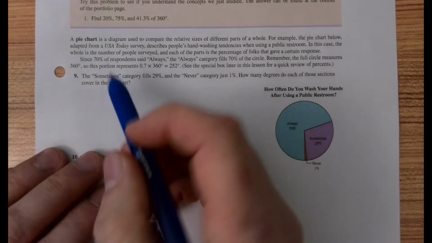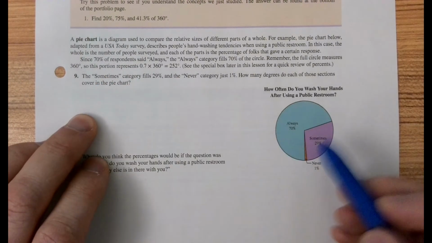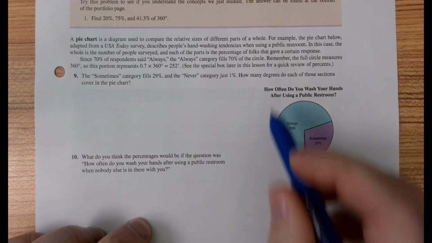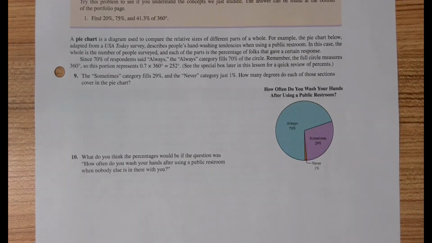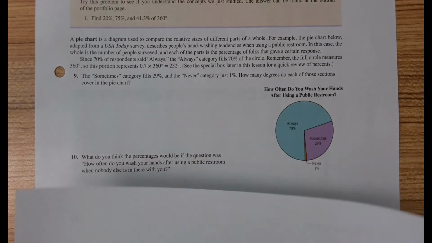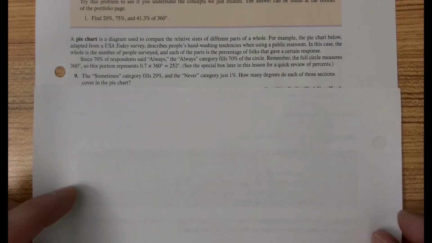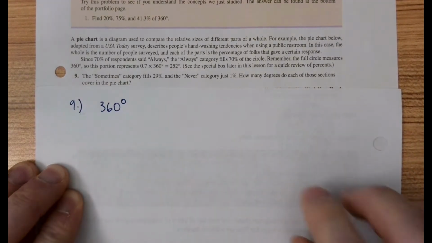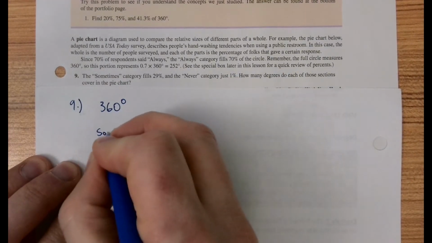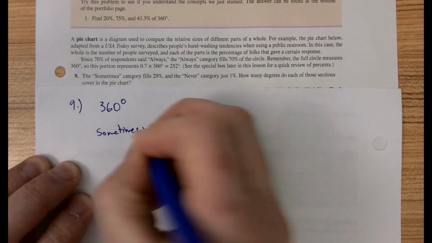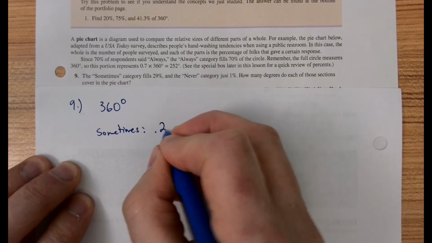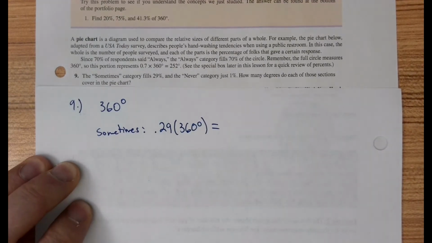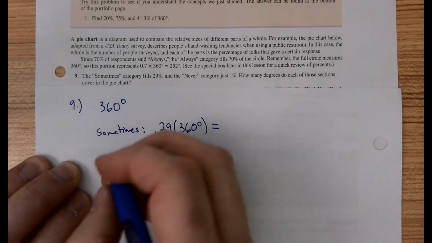Okay, so at this point, the first question is the sometimes category right here fills 29%, and the never category just 1%. How many degrees do each of these sections cover in the pie chart? Well, we know that the entire pie chart is 360 degrees. So if I want to figure out the sometimes category, I know that 29% or 0.29 times the 360 degrees will represent the number of degrees that that sector takes up.